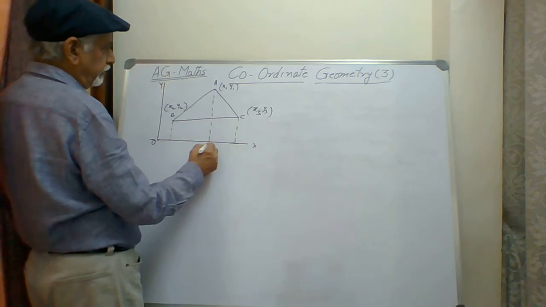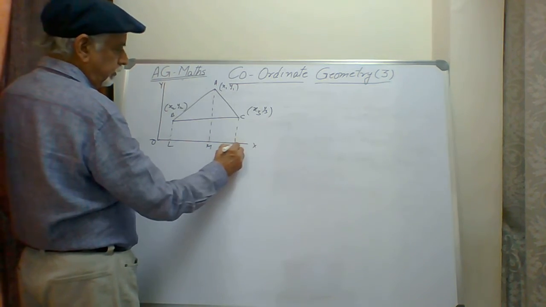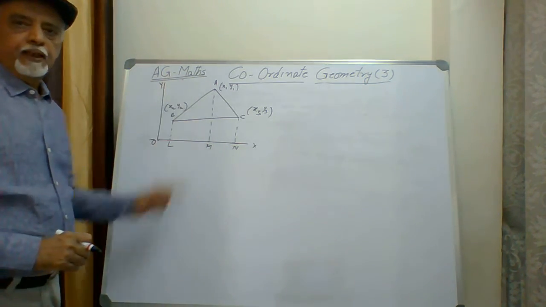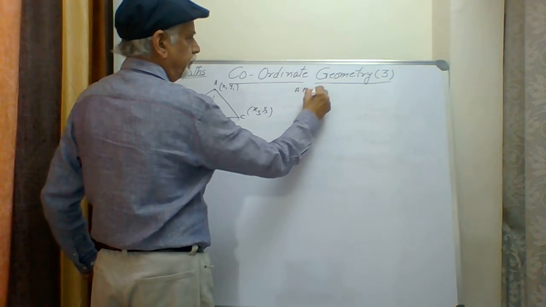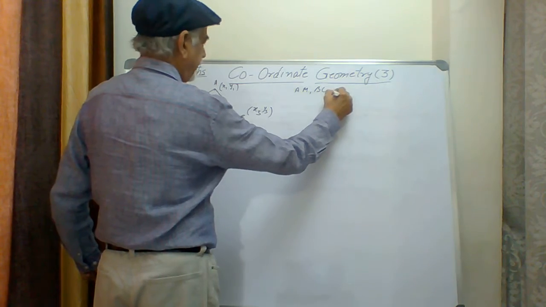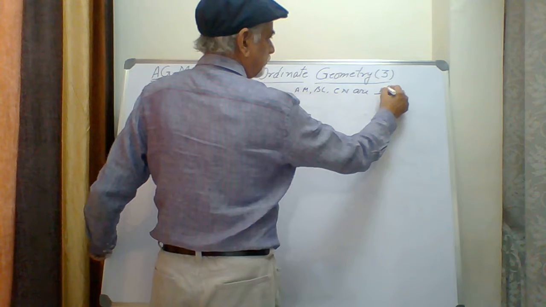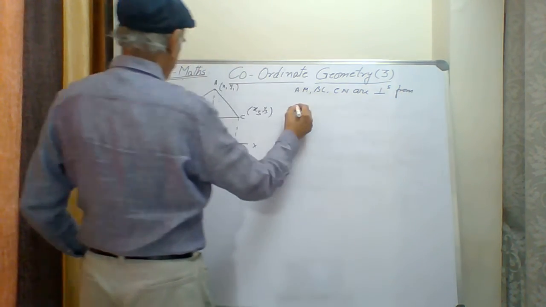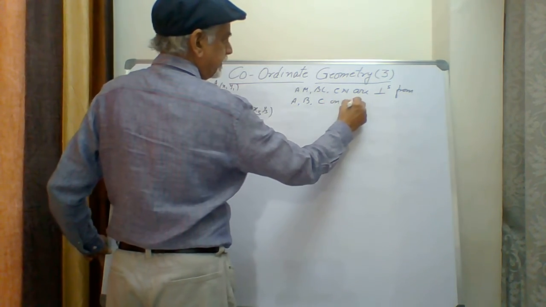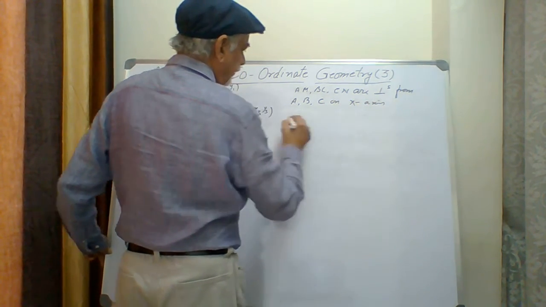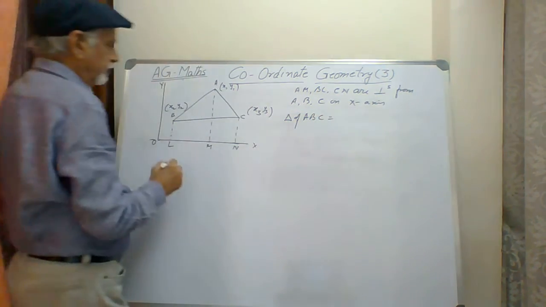Let it be AM, BL, CN. So AM, BL and CN are the perpendiculars from ABC on the x-axis. So we know the area of triangle ABC will be equal to what?